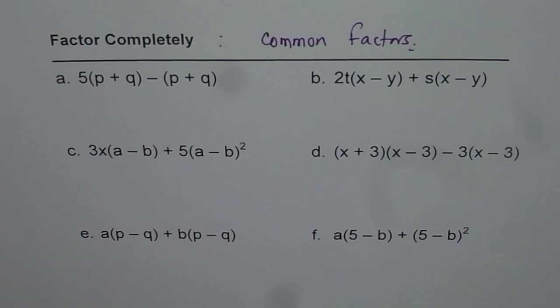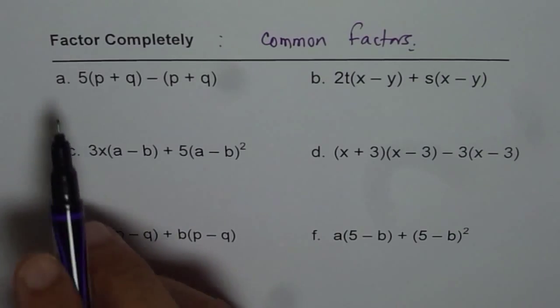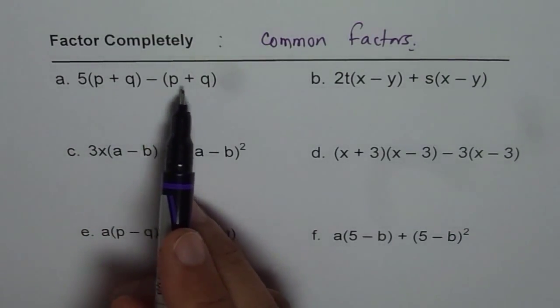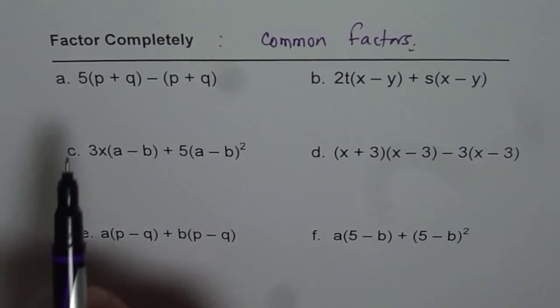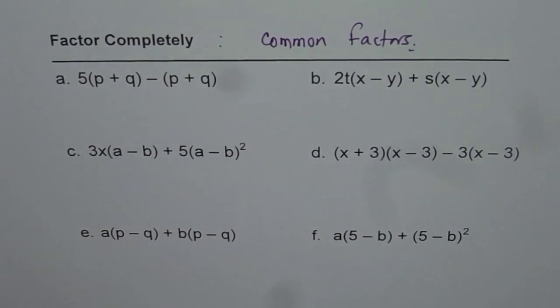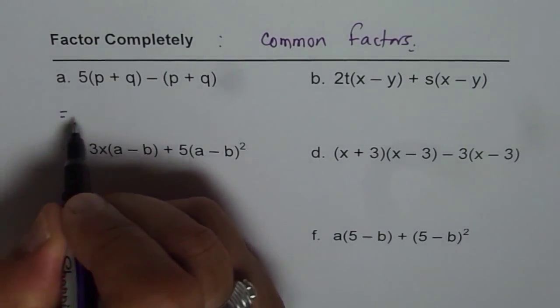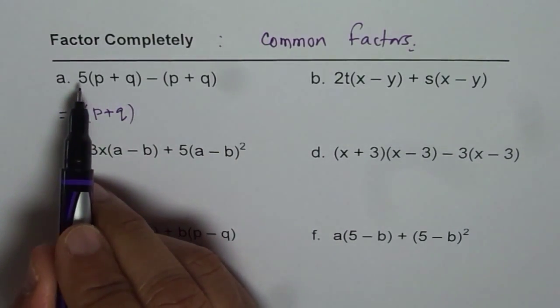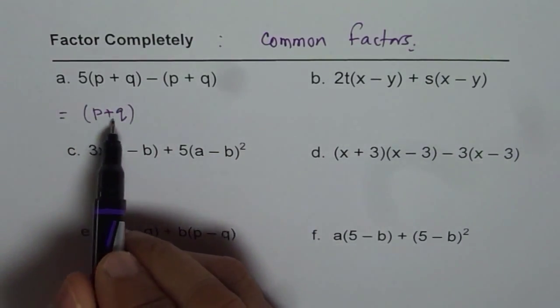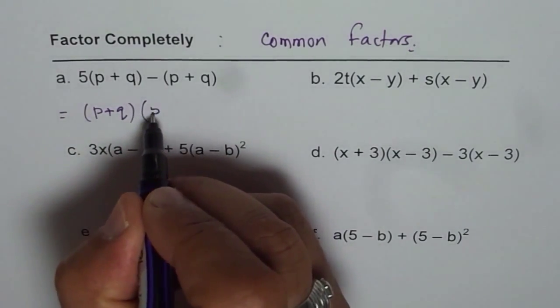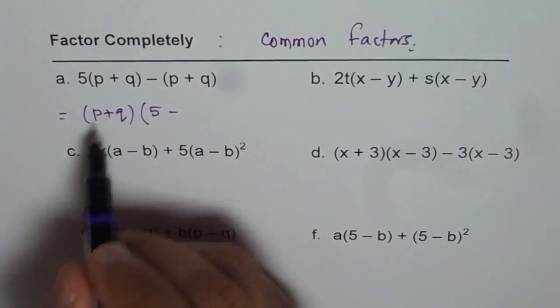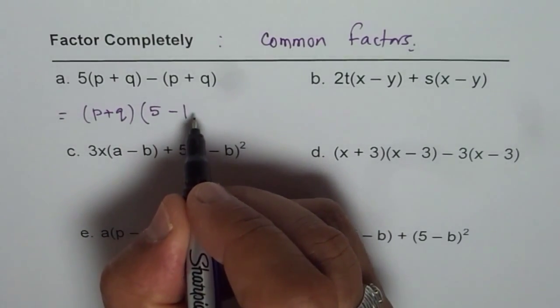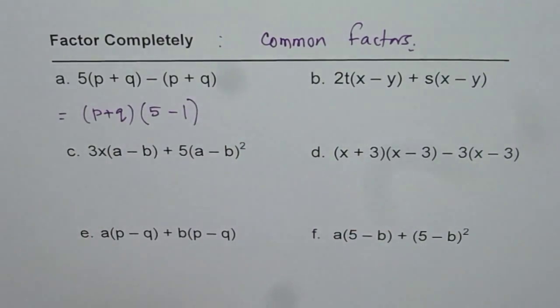Right? So let's start with example 1, which is 5 times (p plus q) minus (p plus q). Now in this we have p plus q as a common factor, correct? So I could write this as (p plus q) as a common factor. If I divide 5 times (p plus q) by (p plus q), I'm left with 5. Do you see that? Minus (p plus q) divided by (p plus q) is 1. So we get 5 minus 1.